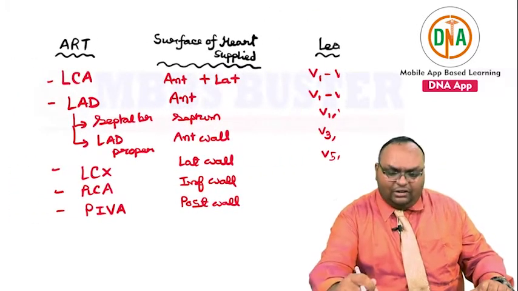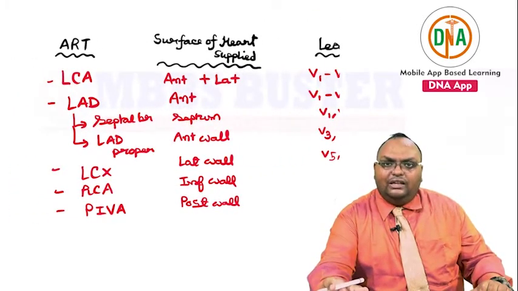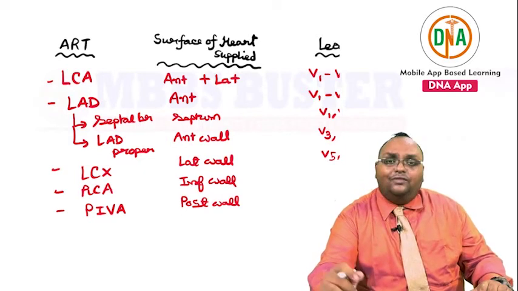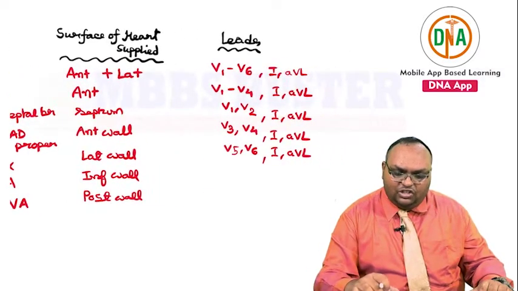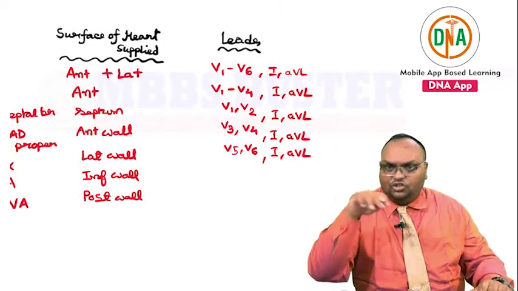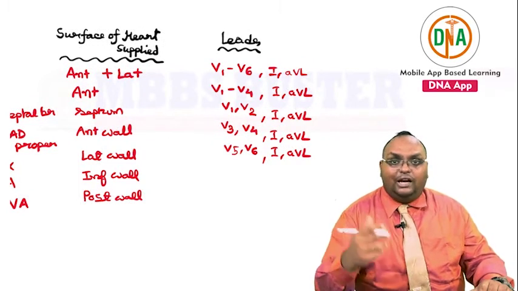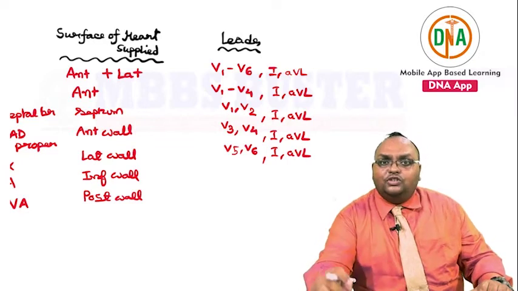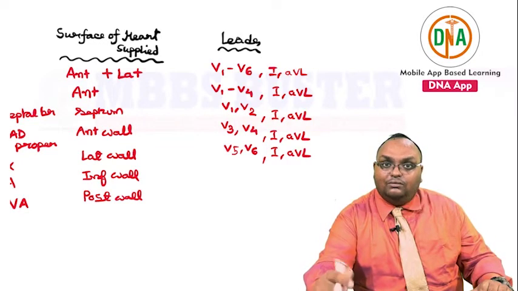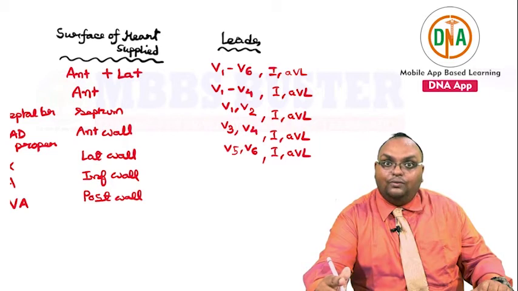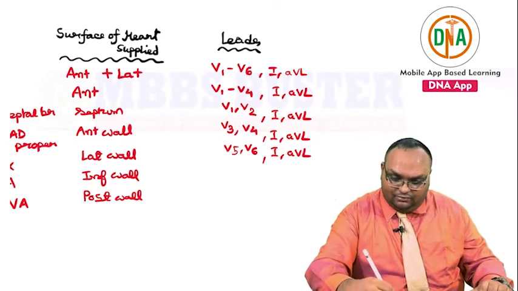If the right coronary artery is blocked, the inferior wall is affected. And if the inferior wall is affected, what you would see are those changes: ST elevation, a tall tented T wave, I mean a hyperacute T wave, whatever it is. You would get the changes on leads 2, 3 and AVF.